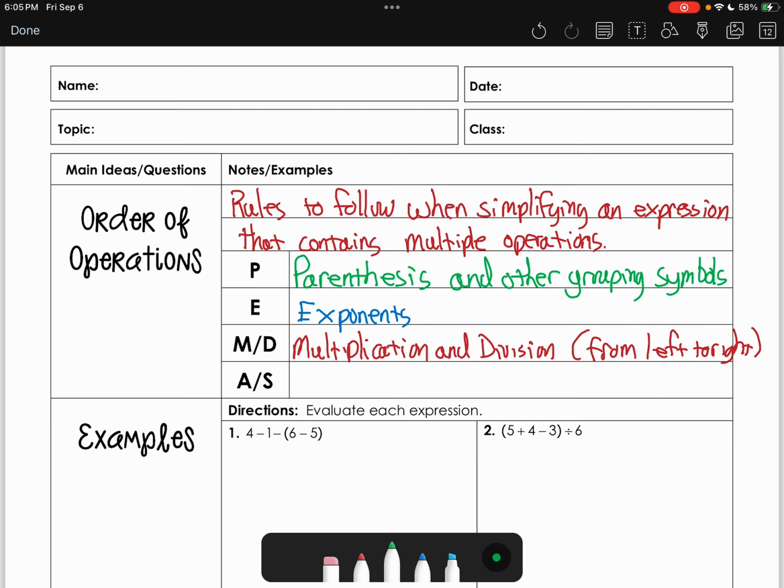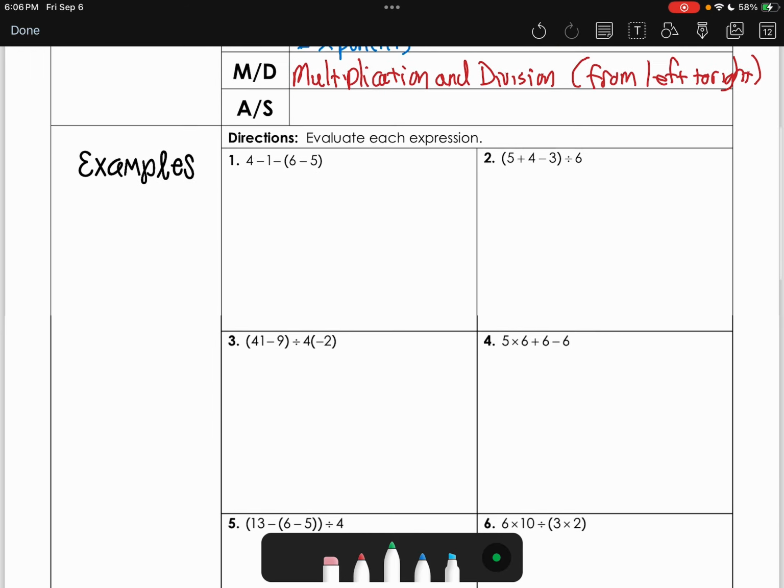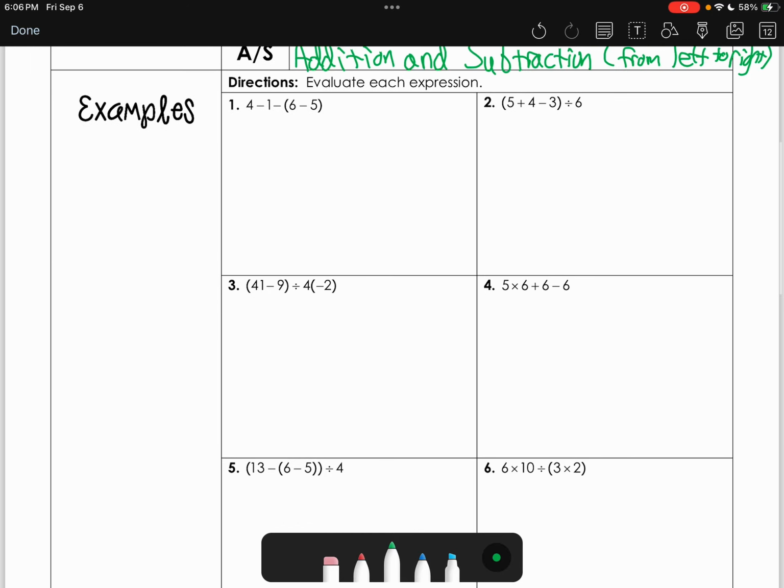And then after we've done all our multiplication and division, we're going to go to addition and subtraction, also from left to right. Okay. Now I'm just going to start working ahead. Again, if I go a little too fast, make sure you ask Miss Nelson to pause it for a moment. But I think you all stay with me.